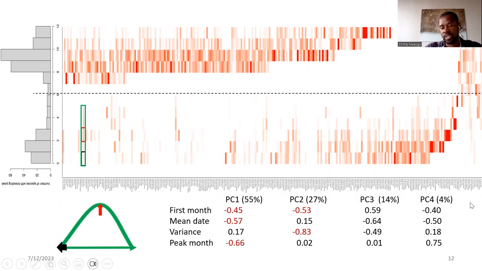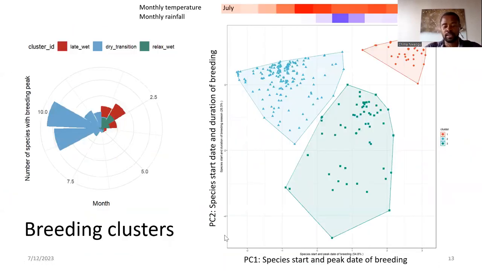And with these four parameters, what we did was to calculate a principal component. And you can see that the first two account for 82% of the variation in the breeding dates that we see across all species. So we plotted the first principal component against the second principal component to get a simple description of the breeding clusters in this environment.